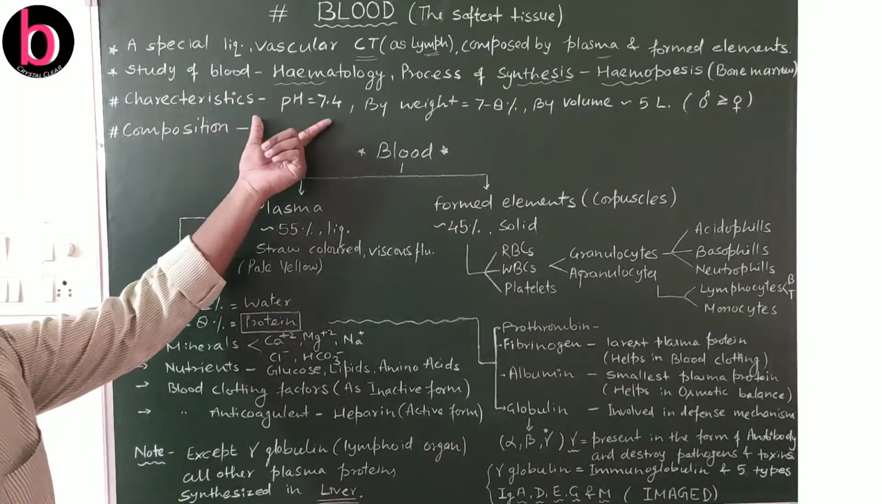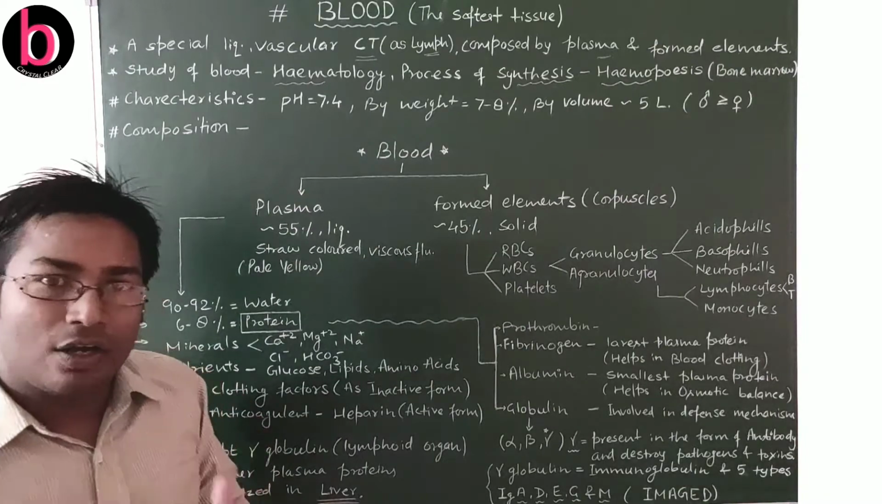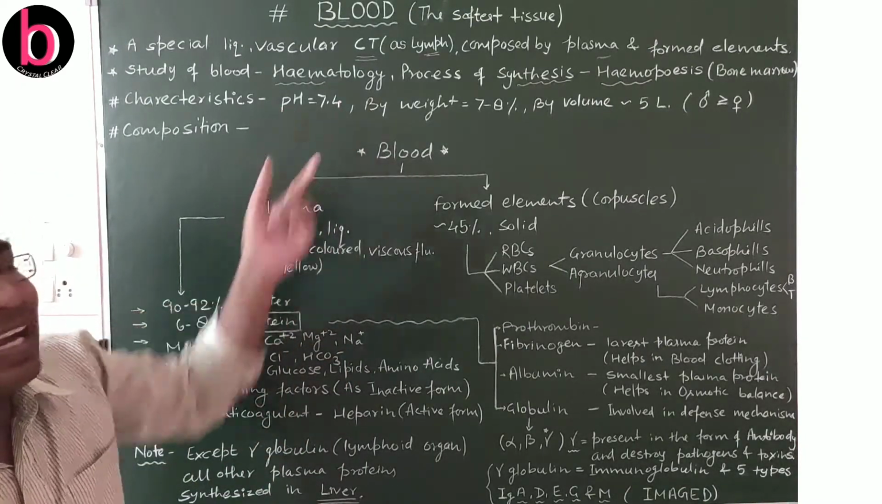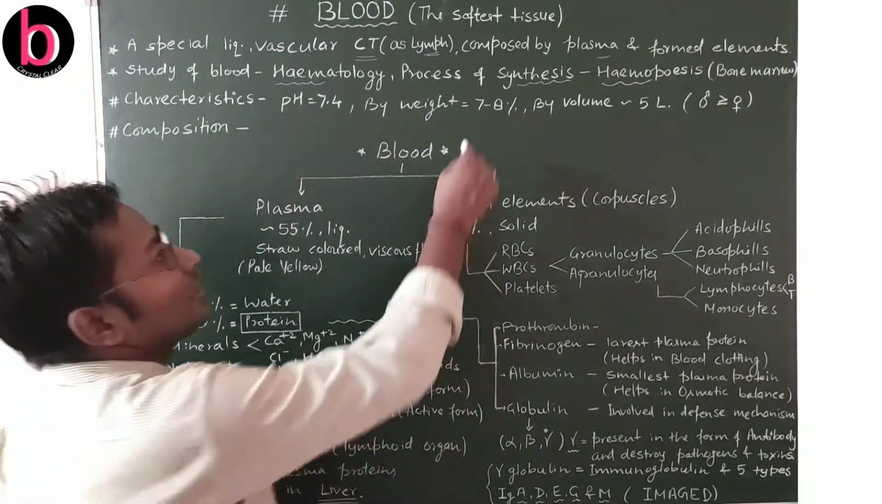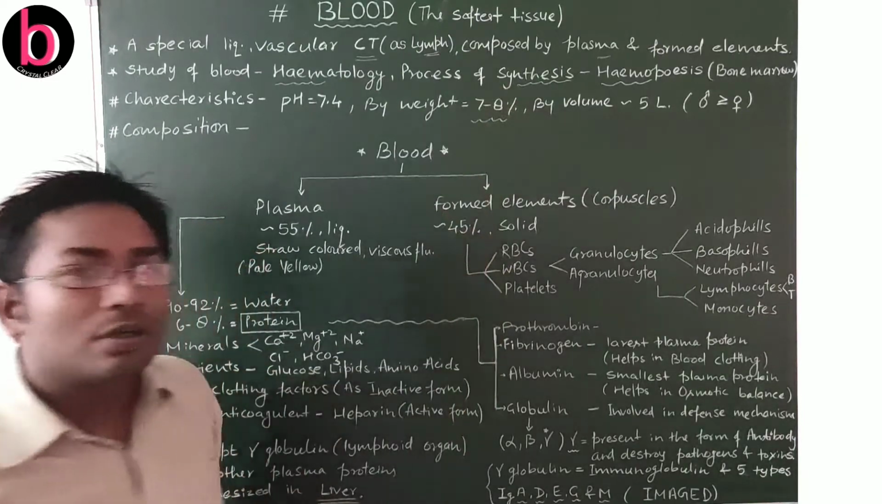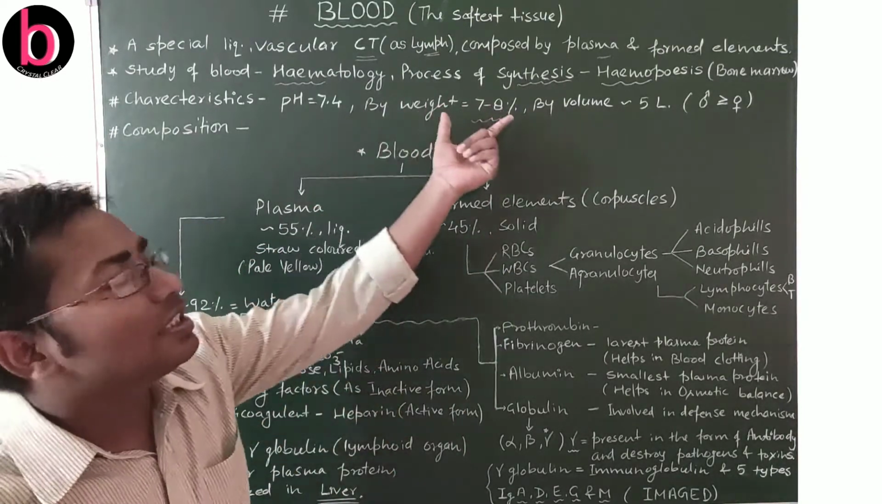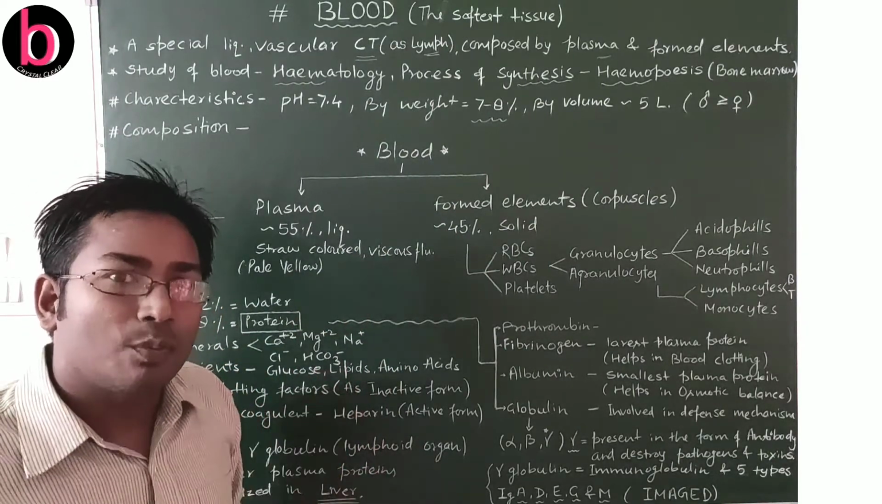Next, about the characteristics. Blood pH is 7.4, that is slightly or mildly alkaline. pH 7 is neutral, so this is slightly more than neutral, meaning slightly alkaline. If we discuss the amount with respect to body weight, this is nearly 7 to 8% of an individual's body weight.